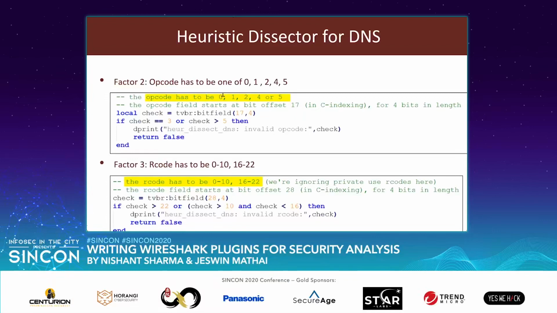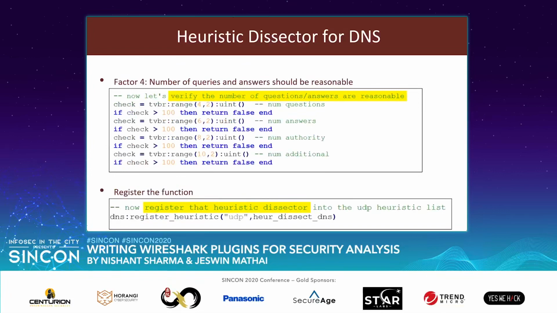The second factor they have taken is that at this specific location, the opcode has to be one of these. It can be 0, 1, 2, 4, 5, but not 3. Similarly, the third factor is that the R code, which has this location, needs to be from this range. Then verify the number of questions and answers. That should be reasonable. It should not be very high because if it is a real DNS packet, it will be in this reasonable range.